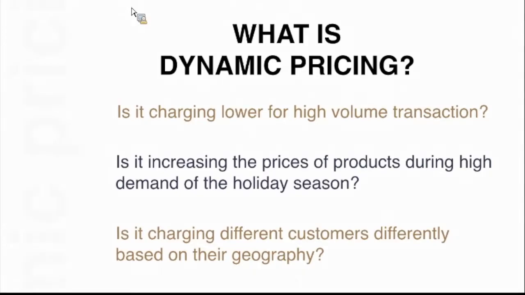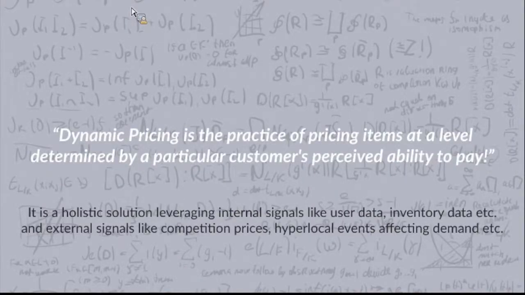The answer is dynamic pricing is the practice of pricing items at a level determined by a particular customer's perceived ability to pay. Okay, that is very complex. Simply put, it's just changing price based on changes in the environment. It is a holistic solution which leverages every internal and external signal and optimizes the price on a real-time basis to ensure that you're giving the optimal price to your customers.